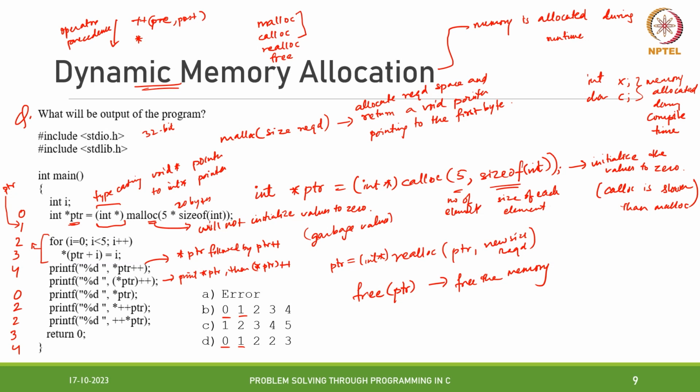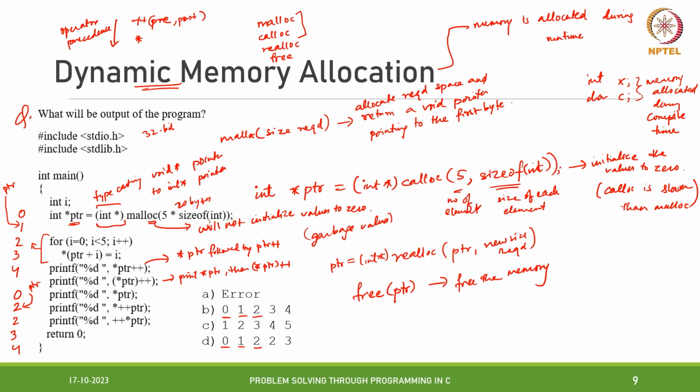Then the next printing is star ptr. Here we still have ptr pointing to the second element only. The value of the second element has been incremented by 1, but ptr is still pointing to the second element. Now we just print star ptr. That means the value wherever ptr is pointing, that is 2, right? It is pointing to the value 2, the second element.